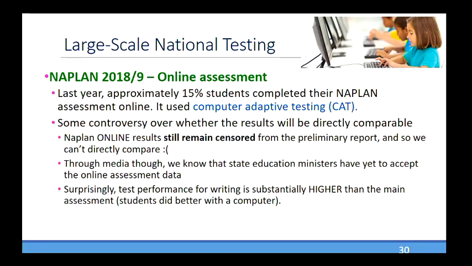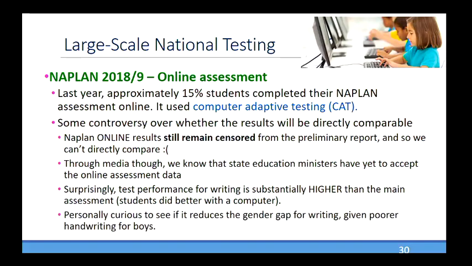So I'm particularly interested, given there's a gender difference in writing, I really want to see whether it reduced. Now, I don't really care about the actual averages, I care about the difference between the males and the females. I suspect, particularly with the handwriting issue, that that's a really strong factor. But again, they have yet to release the data.